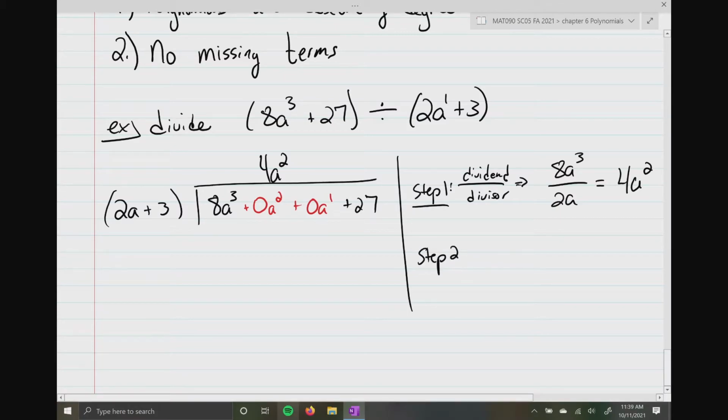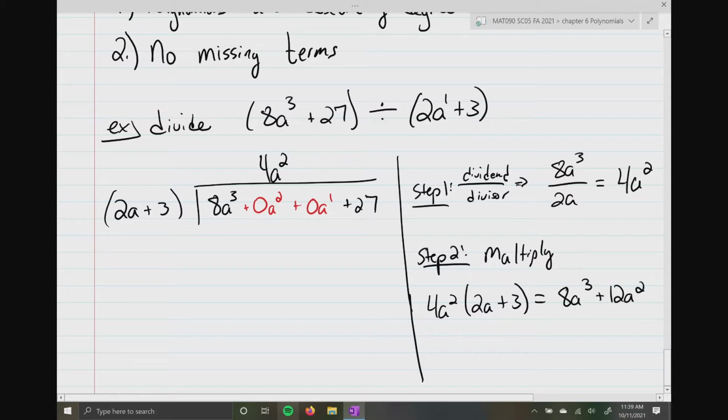Once you get the problem set up correctly, you can change your address to 123 Easy Street because it's just exactly what we just did. So step two, we're going to multiply 4a to the second times the quantity 2a plus 3. So that's going to give me 8a to the third plus 12a to the second. I put that in parentheses, and I write it directly beneath my problem.